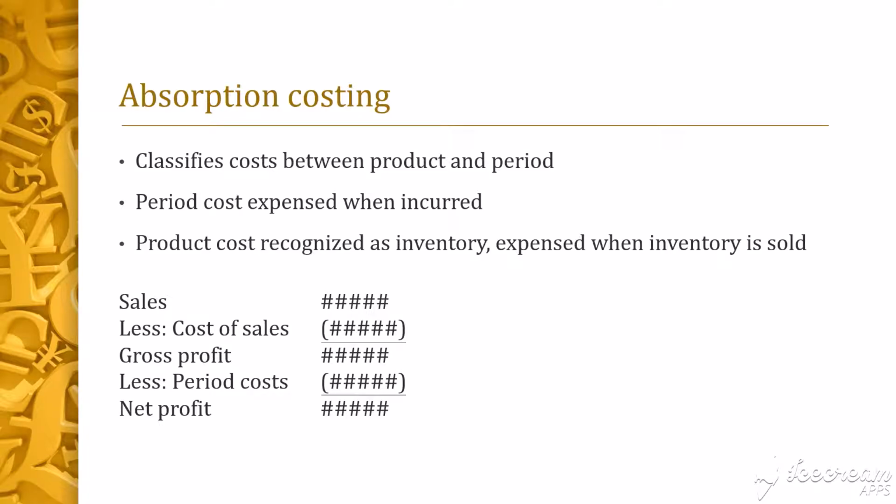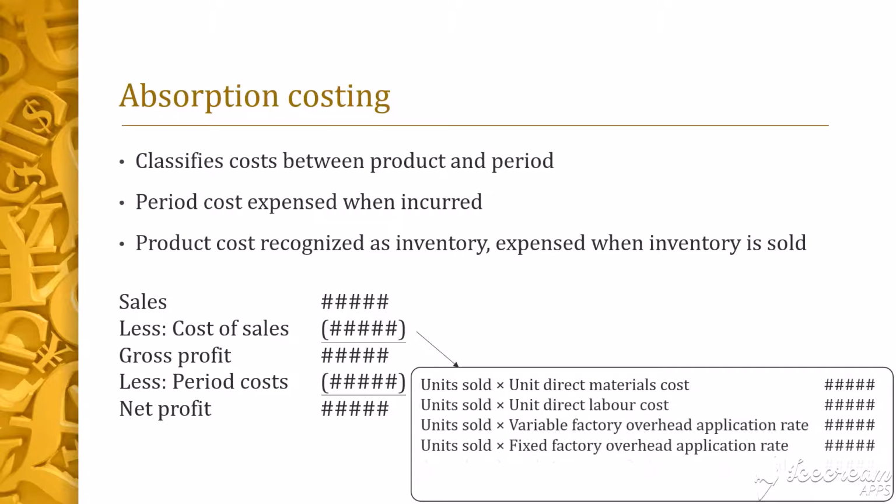And if you want to expand how the cost of sales is derived, it looks something like this. You will notice that direct materials, direct labor, and factory overhead, regardless of whether it is fixed or variable overhead, is included in the production cost. As long as it is a product cost, it is included as the cost of production. This is what absorption costing is about.